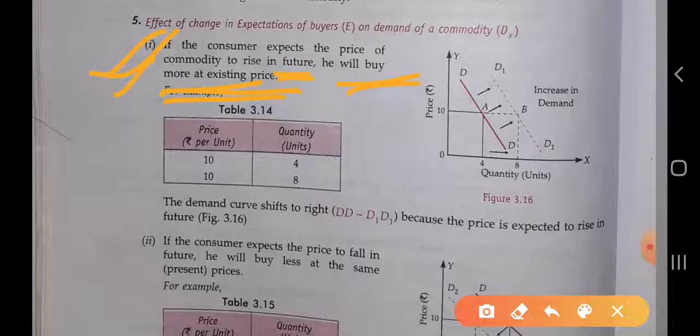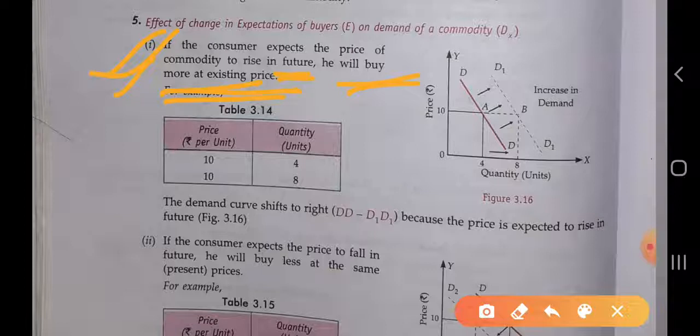For example, if we know that the price of onion is increasing in future, the consumer will demand more and more onion. Whatever the existing price is, 80 or 100 or 120 per kg, the consumer thinks that the price of onion will increase up to 200.